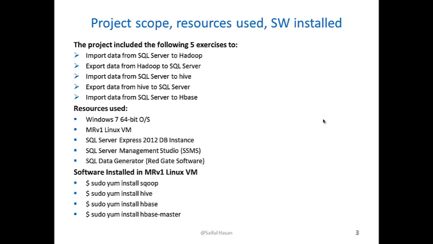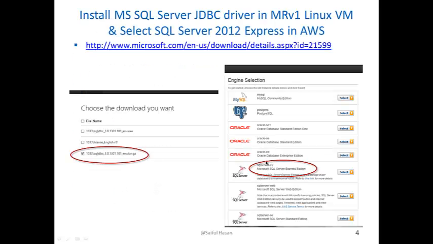The resources employed were Windows 7 64-bit, a Linux VM with MapReduce version 1 installed, SQL Server Database 2012, SQL Server Management Studio, SQL Data Generator, and also the other software installed with it: Sqoop, Hive, and HBase. So a lot of software had to be installed here. Also, we had to install the JDBC driver and MapReduce version 1 in the Linux VM to connect the system to the DB instance in AWS.